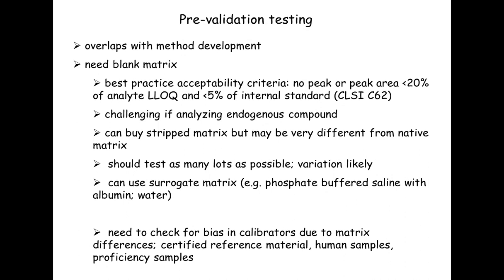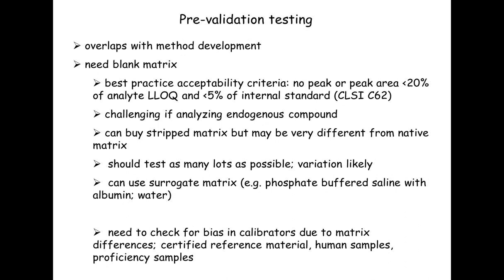Another option is to use some kind of surrogate matrix, for example, phosphate buffered saline with albumin or water. But one thing to note is that if you are going to make calibrators, for example, in a non-normal matrix or a non-human matrix, there could be bias introduced because of matrix differences, because as we'll see later, the matrix can run differently in the mass spec.